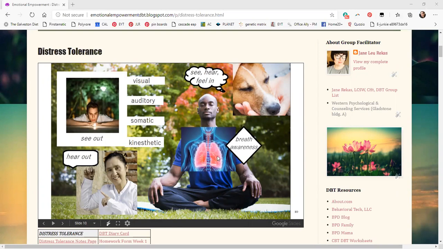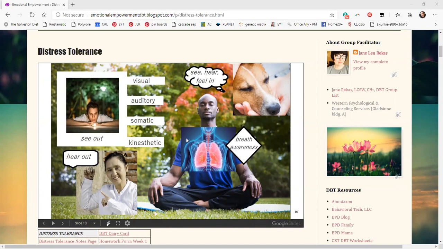So breath awareness is somatic in that it's in the body. Kinesthetic mindfulness practice would be moving the body. So the best example would be walking meditation, where you would, for example, match your breathing to your footsteps somewhere in nature or even in your living room, somewhere where it's safe for you to not be extremely vigilant, but just focused on the rhythm of your footsteps.